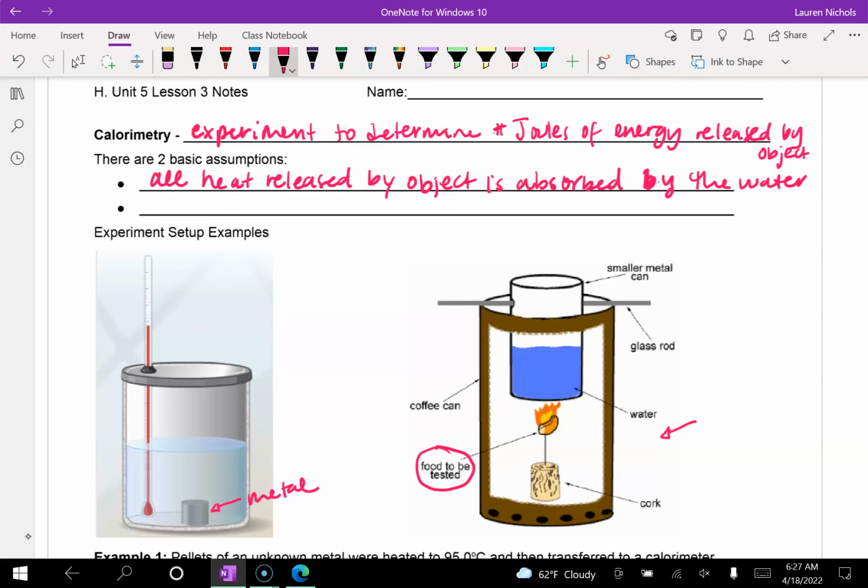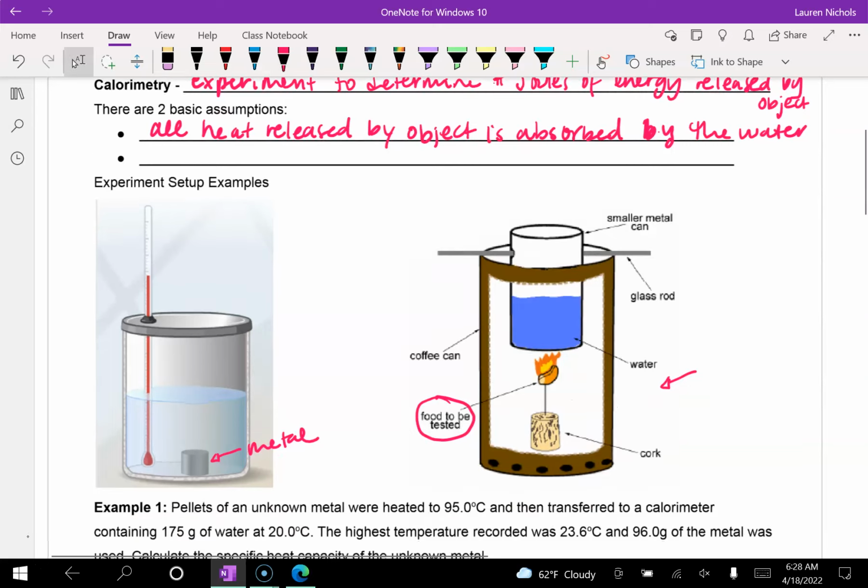because it will make the math really complicated. Let's just put it that way. Same thing with the metal. We assume that all the heat released by the metal gets absorbed by the water, which makes sense because it's in the water.